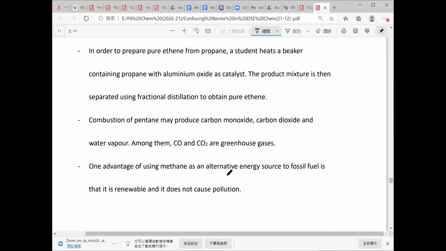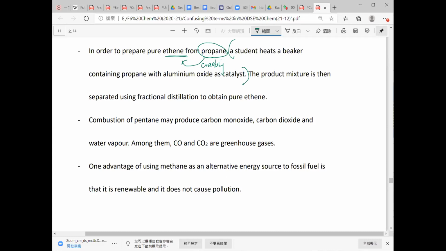So what is the type of reaction here? How can we produce ethene from propane? By cracking. Okay? By cracking. So agree? Now take a look at this sentence. He is now intended to do cracking, correct? And second, it is not intended to do cracking. Can he successfully do cracking?